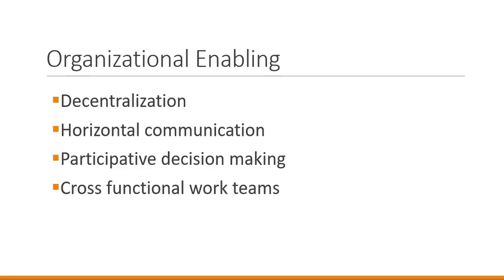Next is the concept of organizational enabling. What are some components of our strategy implementation and our organizational structure that will maximize the opportunity for success at the organization? Here are a few points. This is not an exhaustive list. These are concepts that are relatively new in the world of organizational structure, in the world of business. We have 4 listed here, starting with decentralization.